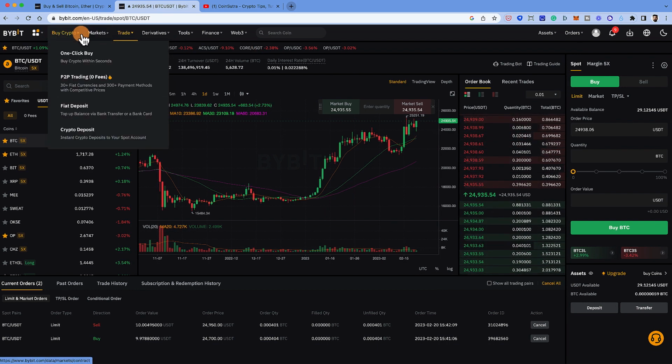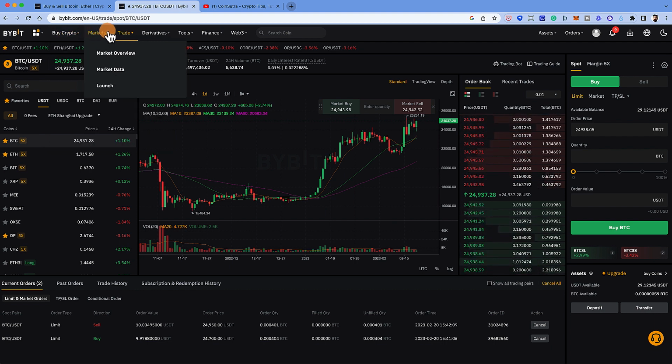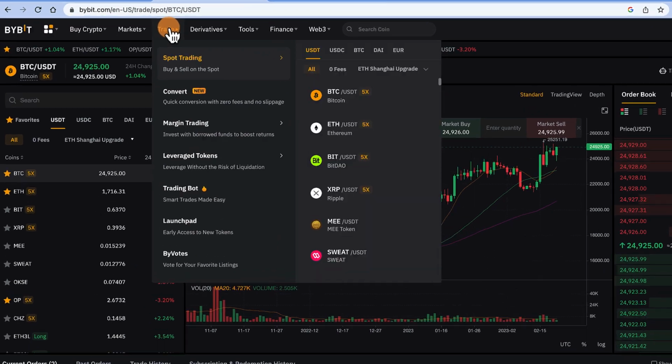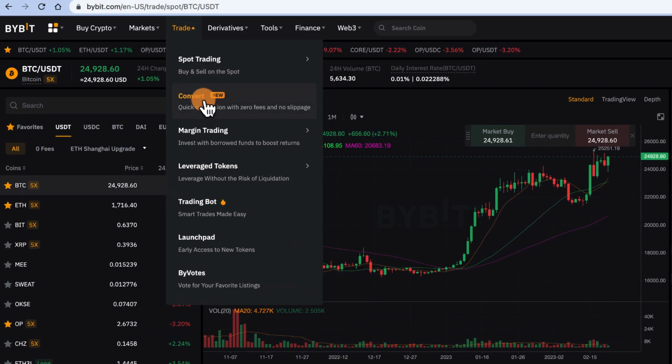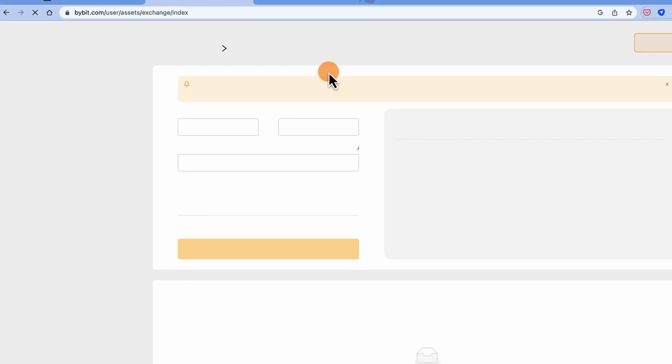And another thing, if you don't want to trade, but you're an investor and you just want to invest in the market, right? You want to buy Bitcoin and then move it to your cold wallet like Ledger Nano X or any other hardware wallet or even your mobile wallet, you can do that. So what you can do is click on trade and then click on convert. And for conversion, there are no fees, it's free.